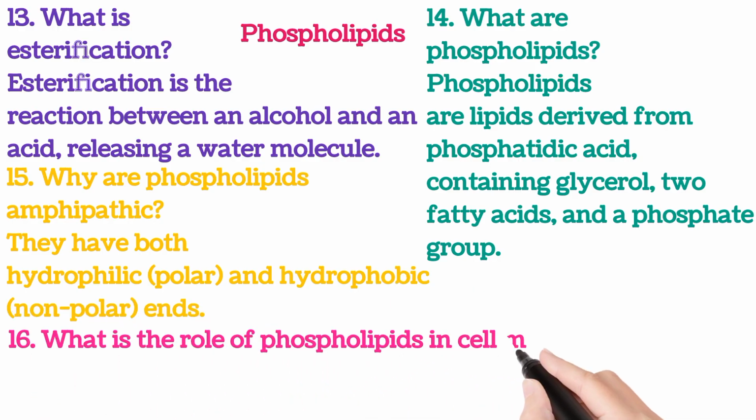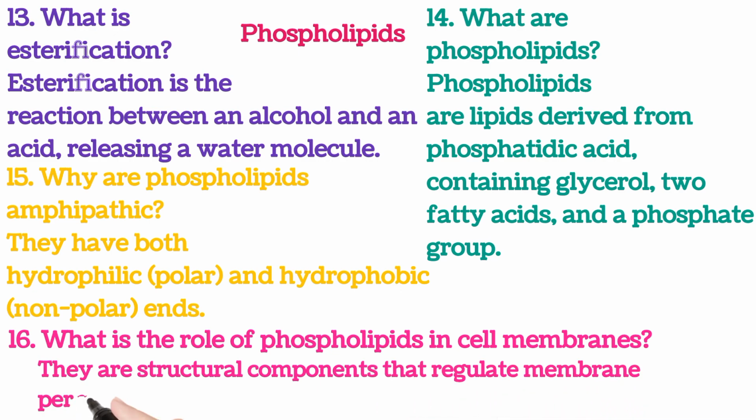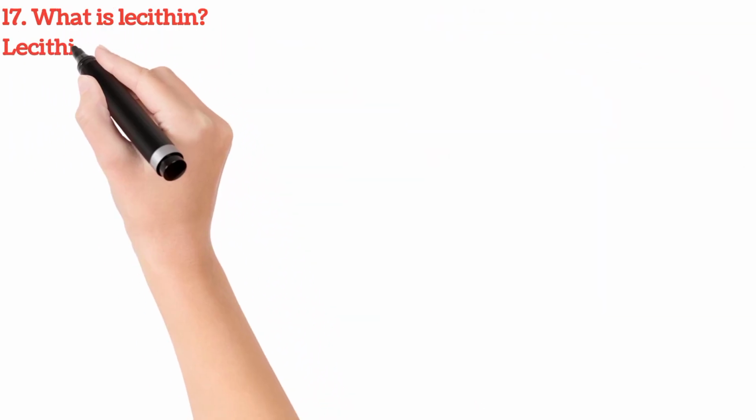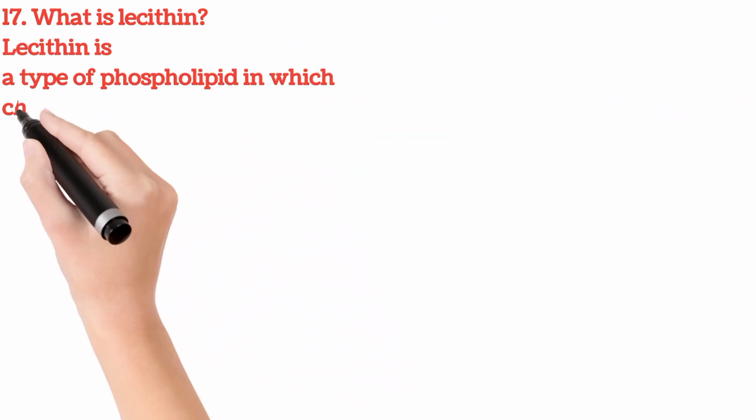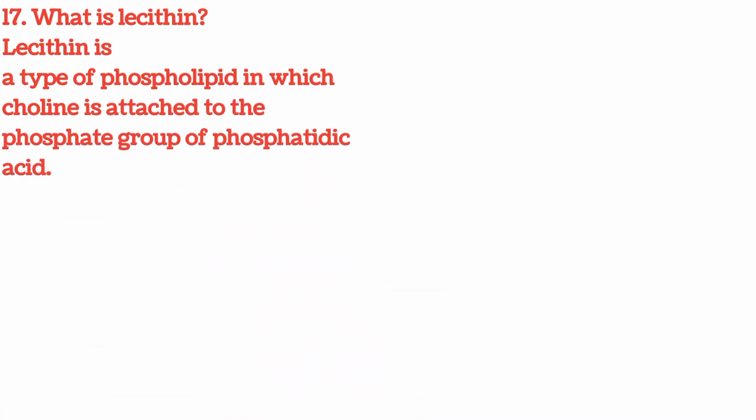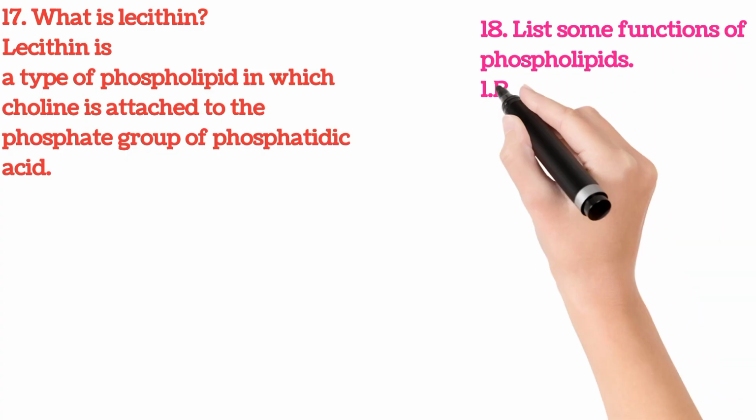16. What is the role of phospholipids in cell membranes? They are structural components that regulate membrane permeability and help fix proteins within the lipid bilayer. 17. What is lecithin? Lecithin is a type of phospholipid in which choline is attached to the phosphate group of phosphatidic acid. 18. List some functions of phospholipids.